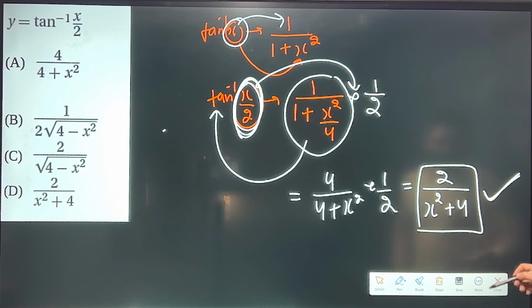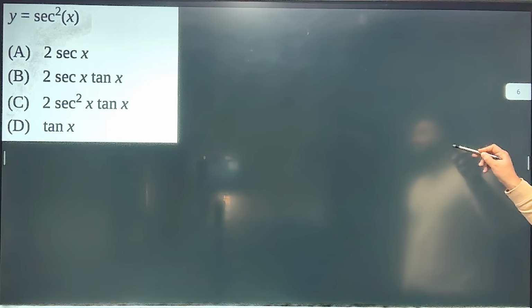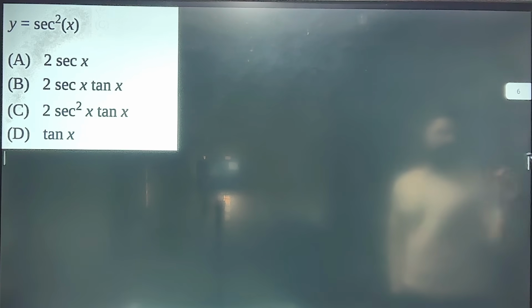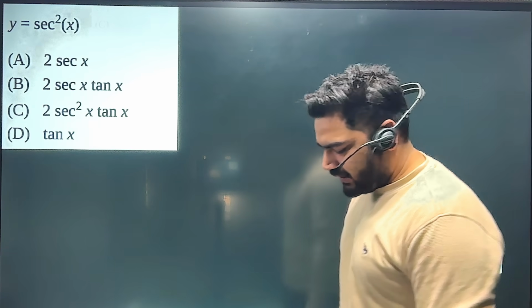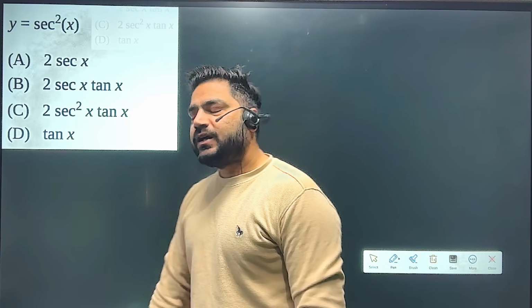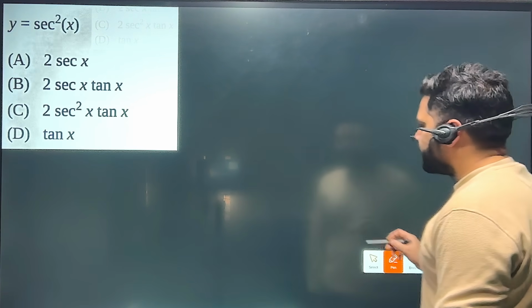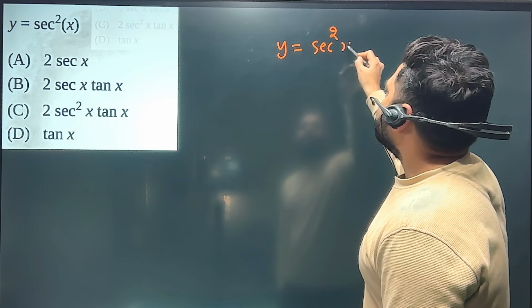Okay, fine. Next question, question number 5. Question number 5 is y is equal to secant square x. How to do its differentiation? I think now this is a very easy question. If you apply the basic formulas, if y is equal to secant square x, how to do its differentiation? Now this question is easy one.